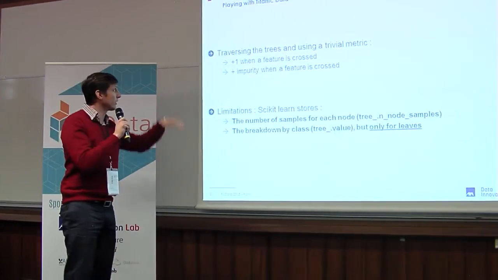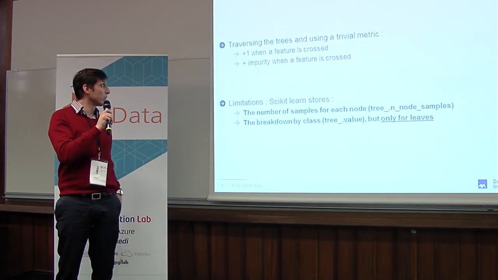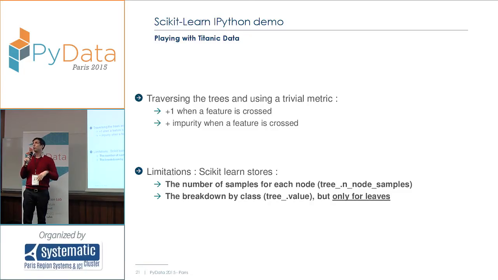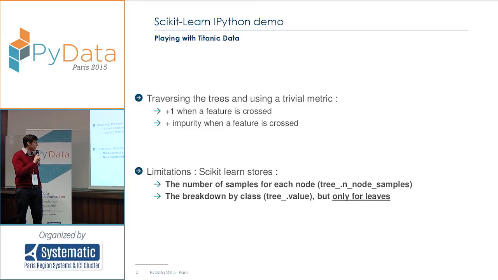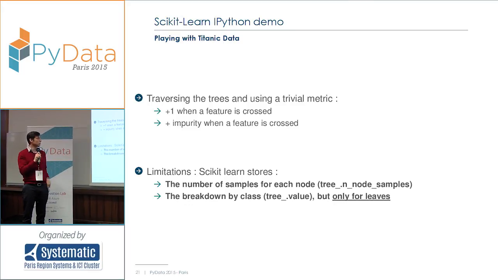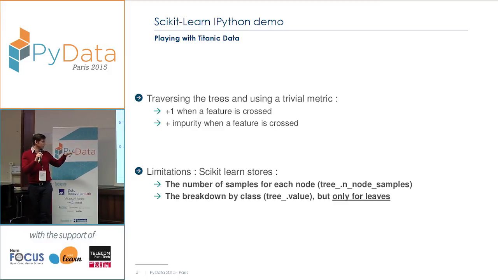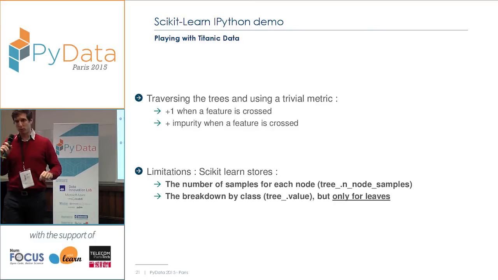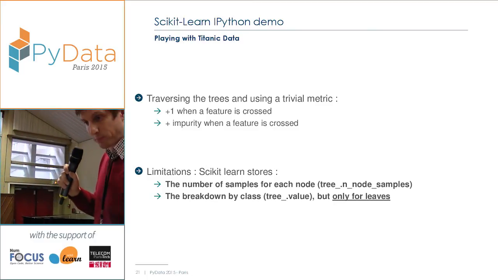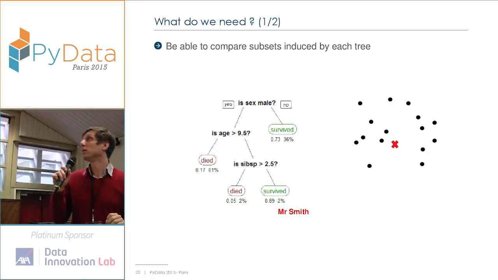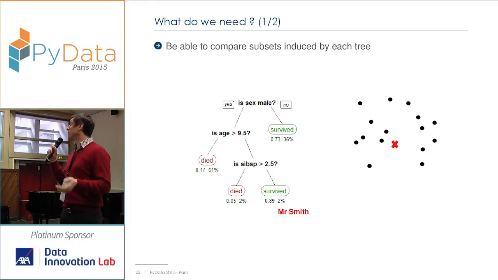So we have done a tree traversing trick using trivial metrics, which is adding +1 when a feature is crossed, and then doing some weighting when a feature is crossed. So as was said, there is a limitation on having information on the number of samples of each node, and actually we need a lot of things, and I will come back to this in the next slide. We would like to have more information at the node level, because when we want to do interpretations, as we understand, interpretation comes down to comparing people, right?